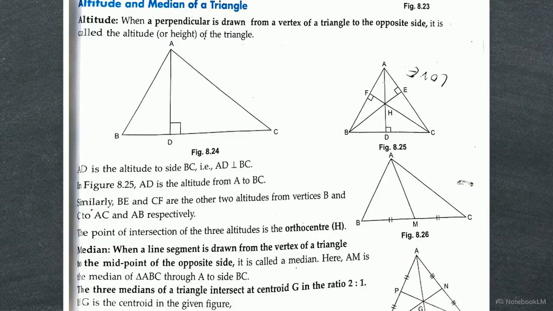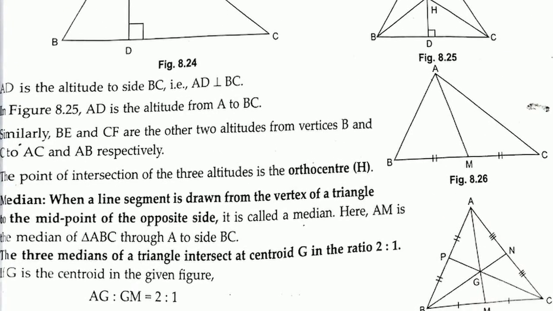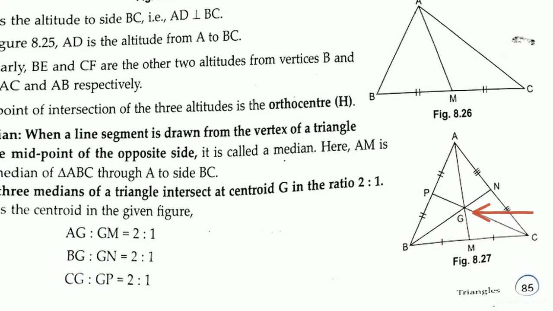But an altitude is very different from a median. Look at the median diagram. The line segment drops from the vertex to the exact midpoint of the opposite side. It ignores 90-degree angles, only caring about cutting the baseline exactly in half. When you draw all three medians, they intersect at point G, the centroid.